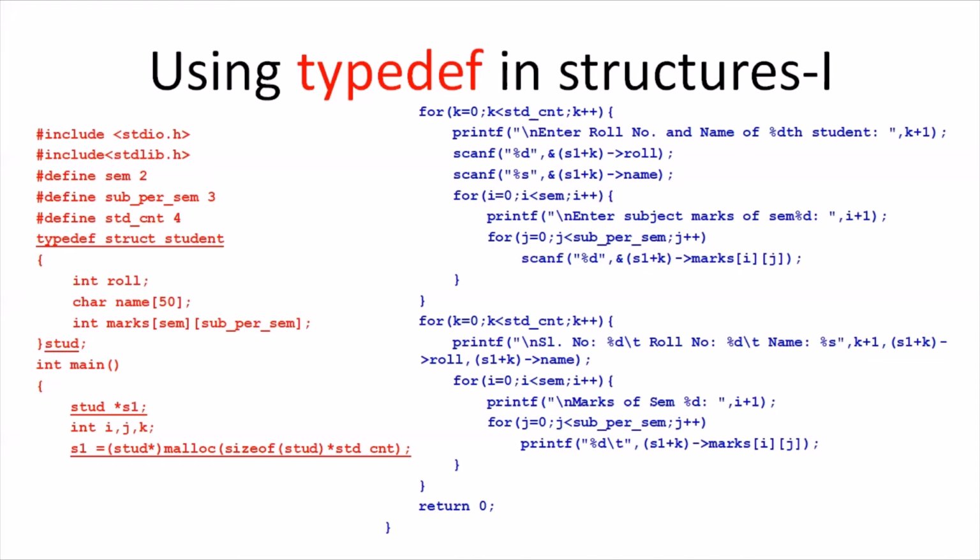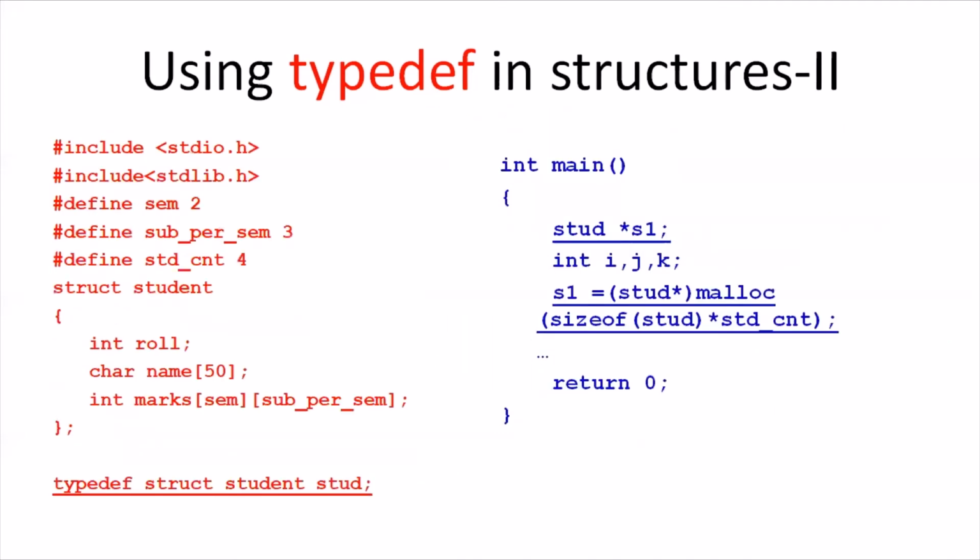Typedef can also be used in another way. Instead of defining the alias during the structure declaration, we can define the alias after the structure declaration as well. In this case, as you can see in the example, we have written typedef struct student stud after the structure student has been defined. So from this point onwards, where the typedef statement executes, we can write struct student as stud throughout the program.